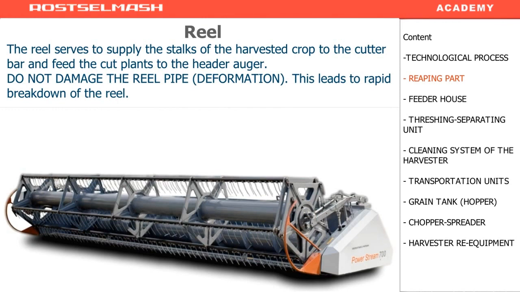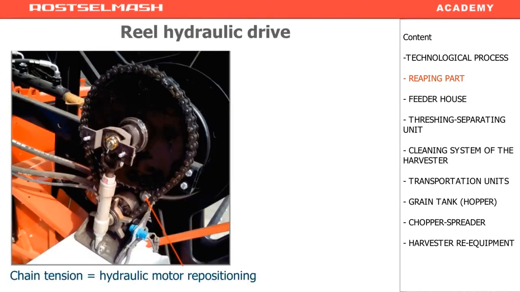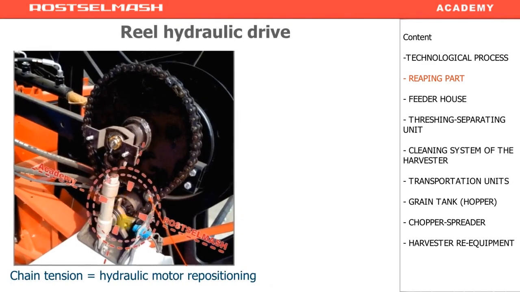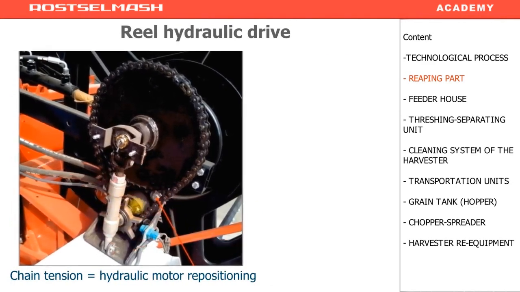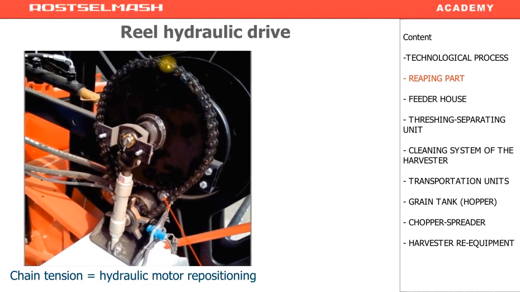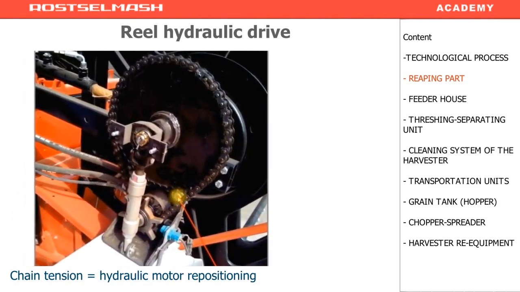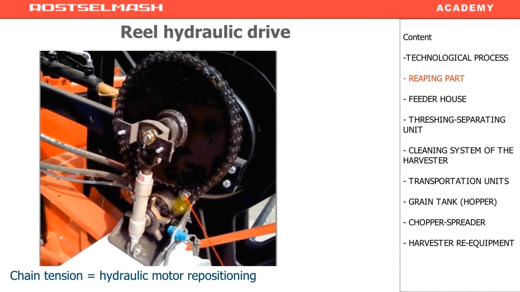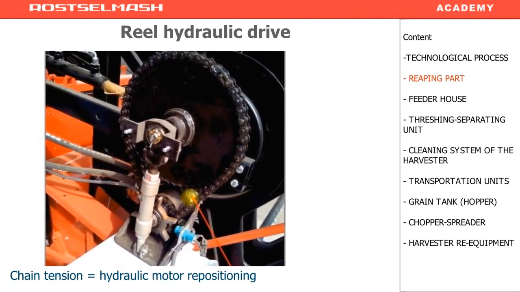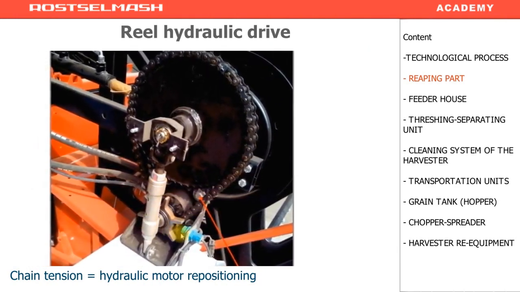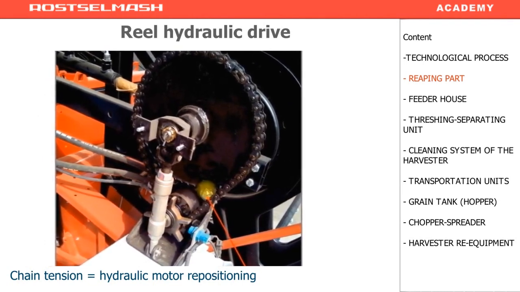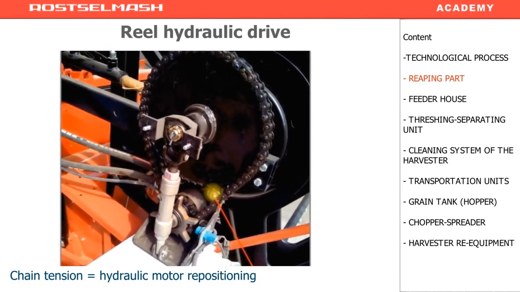The reel drive is hydraulic. On the right, there is a hydro motor. Here you see it fixed on the platform. A chain gear connects it to the reel. Here we see the 4 bolts that fix the hydro motor. With the help of a hydro motor fitting, we can change the chain tension.